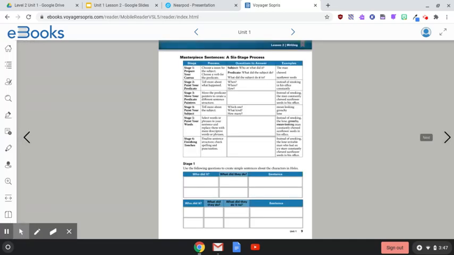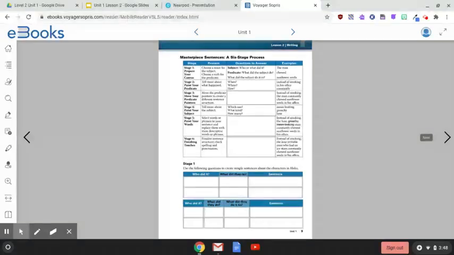Stage 1. Prepare your canvas. Choose a noun for the subject, choose a verb for the predicate. Subject, who or what did it? Predicate, what did the subject do? What did the subject do it to? So, for example, the man chewed sunflower seeds.